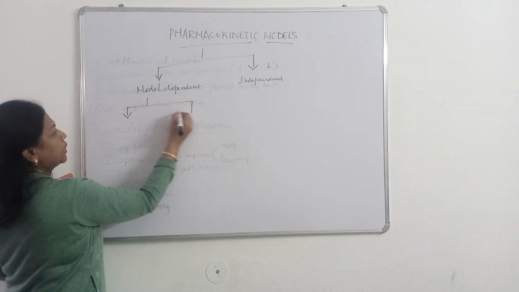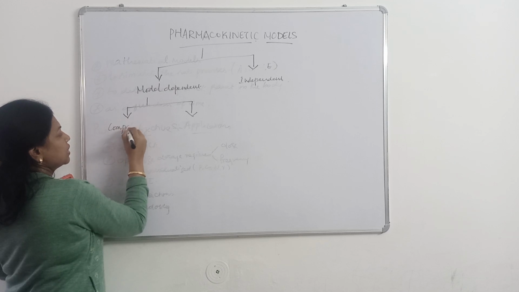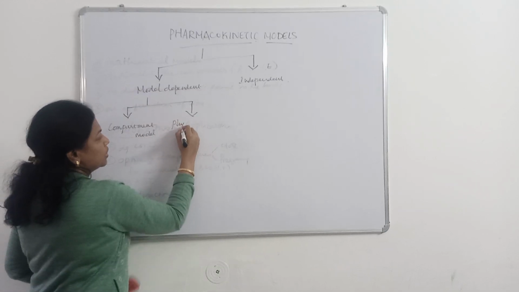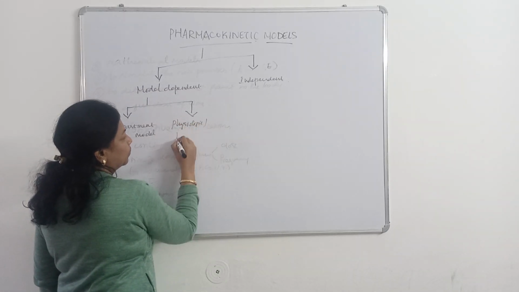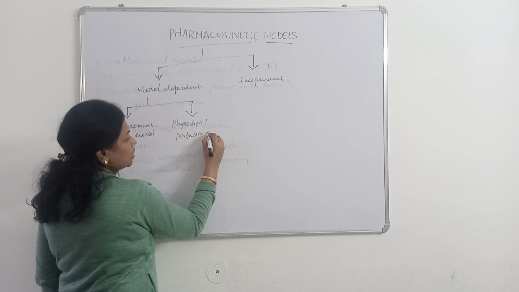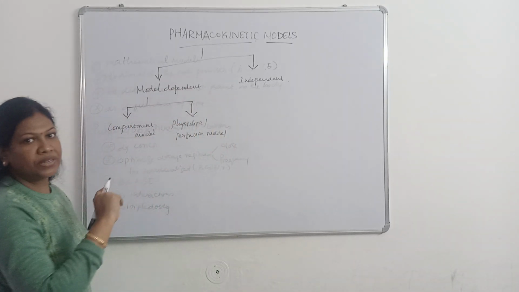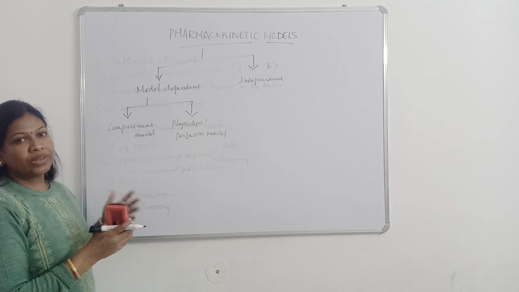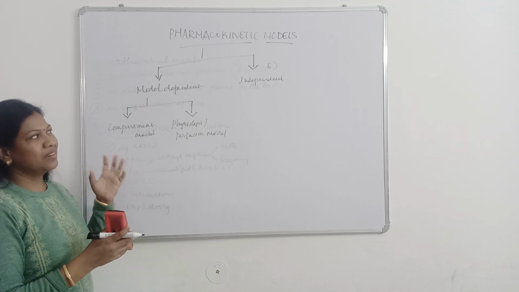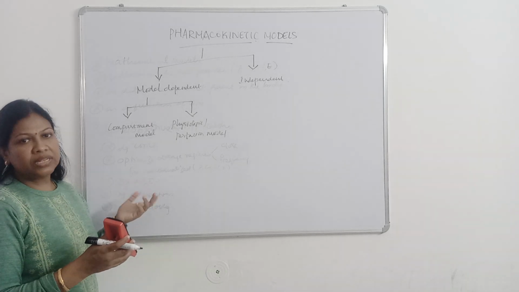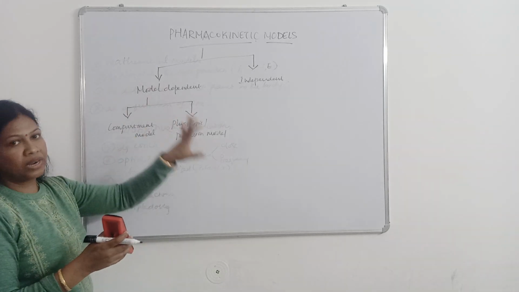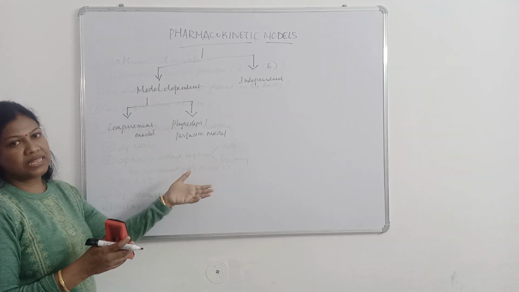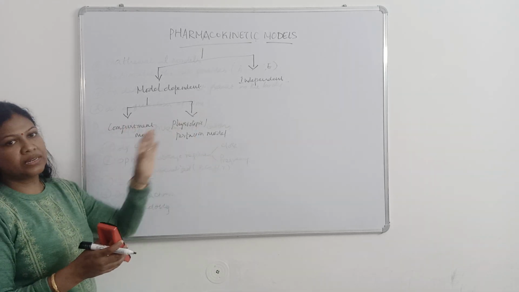Now the model dependent method will have 2 models, that is, one is the compartment model and another is the physiologic or perfusion model. So see, this is important in examinations, in short notes as well as in long answers. This may come. If it is asked like classify pharmacokinetic models and explain either all or any one of the models, then you should know how to explain. First of all, you must classify. Define pharmacokinetic models, then mention the applications, then you can classify. Classification includes model dependent and independent methods.